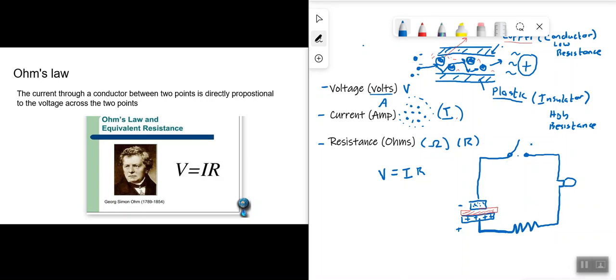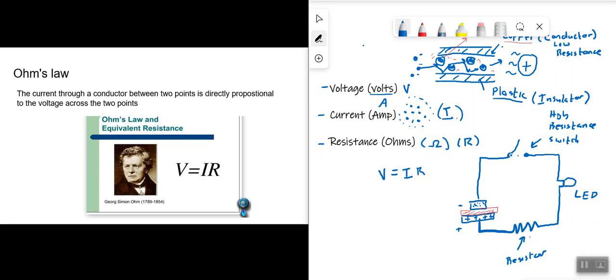Okay, so this here is a switch. This is a light, or we can just call it an LED, a light emitting diode. And then this here is a resistor. So what's going to happen is when this switch is open like this, the circuit is not closed. So the electrons can't move past this point.